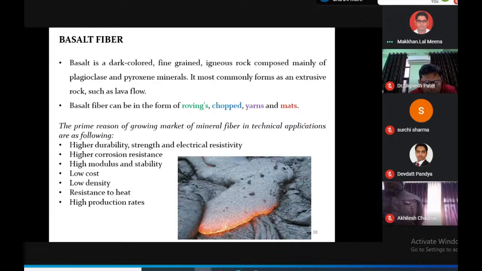So this shape depends upon the application or requirement. The prime reasons for the growing market of mineral fibers in technical applications are as follows: low cost, low density, resistance, high production rates, strength, electricity, etc.